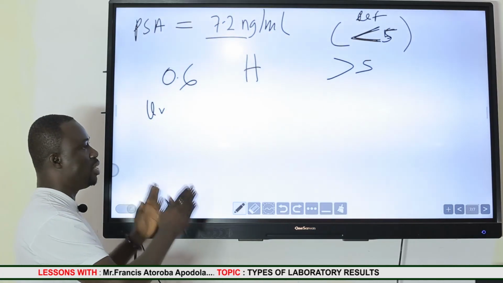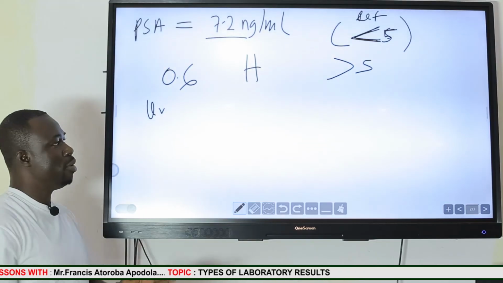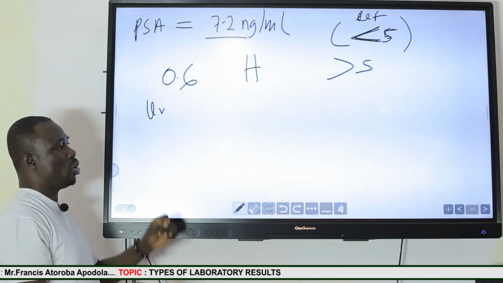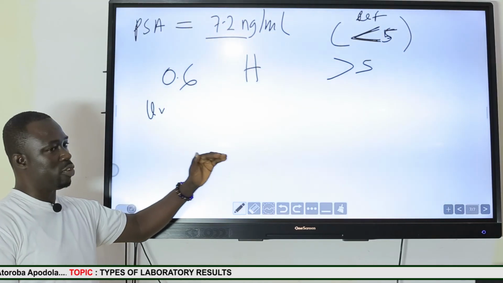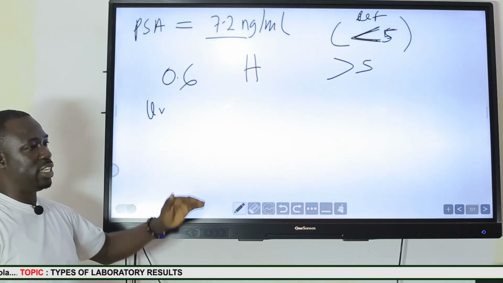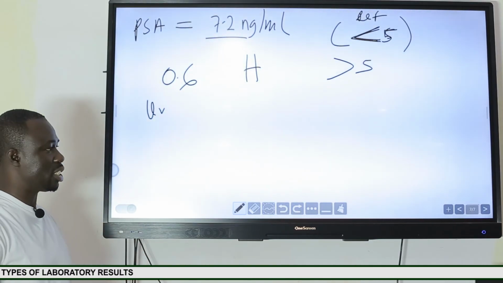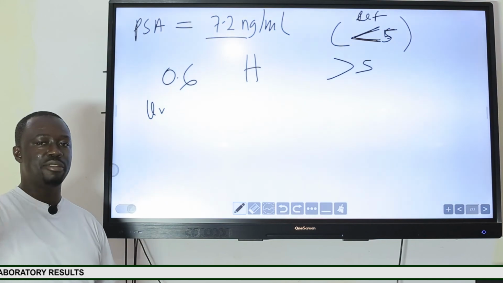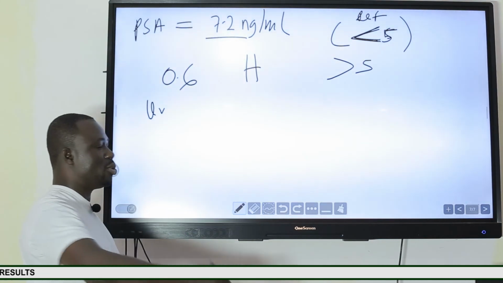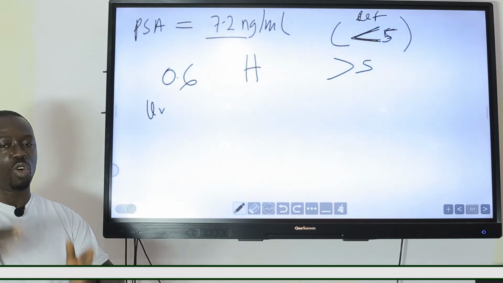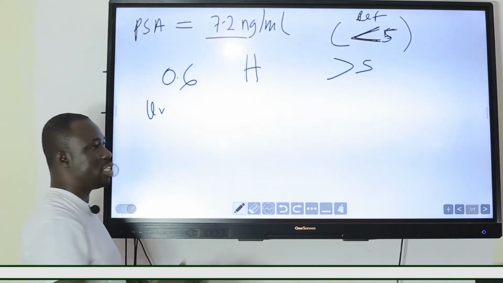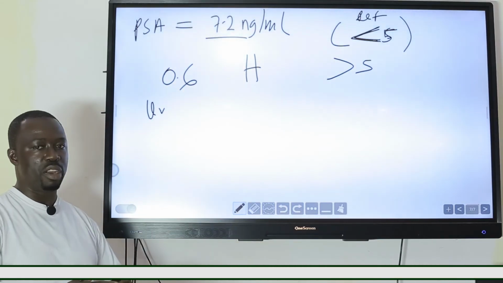So that is it. Basically, you first will have to be able to get hold of your reference range, then you compare the test result with the reference range. You do not need to memorize the reference ranges. The lab scientist generates the laboratory report with the reference range so that you can make reference to it.